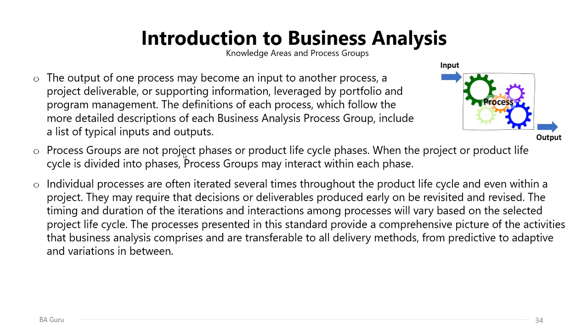So for now, I just want you to understand that we have 35 processes distributed across 6 knowledge areas and 6 process groups. When we start this course content, the processes, we will start knowledge area by knowledge area, and we will cover all the processes as per the knowledge area, including the description, inputs, tools, techniques, and outputs.